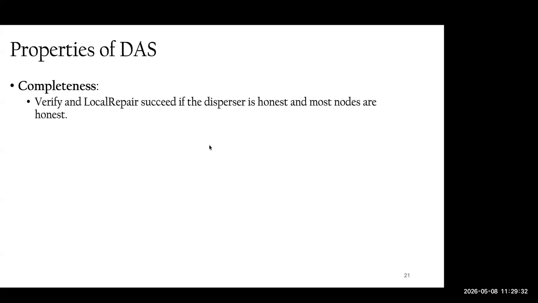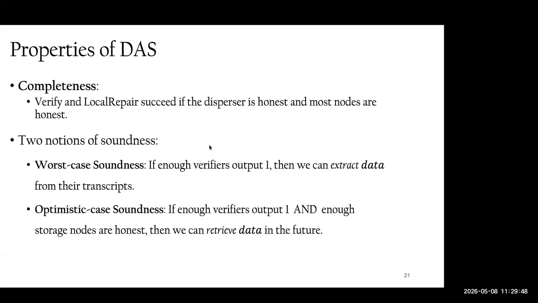All right. So I'll go just at a high level over what properties we want from a data availability sampling scheme. The first one is completeness. This is the usual thing you would expect, which says that the verify protocol and the local repair protocols should succeed if the dispersal is honest and most of the nodes in the system are honest. So this is the standard notion.